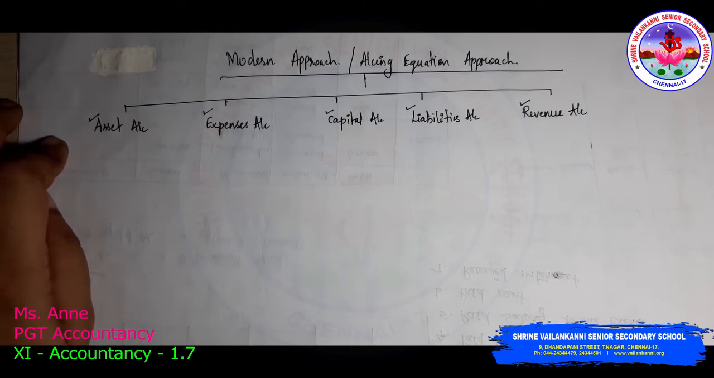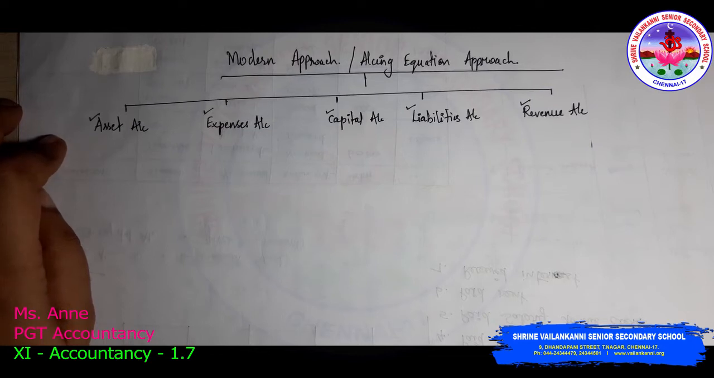So we will be applying both the approaches in the entire process of accounting, that is journalizing, posting it to the ledger, and transferring to the trial balance, and after the trial balance you need to transfer it to your trading P&L as well as your balance sheet. So the entire process will be this.